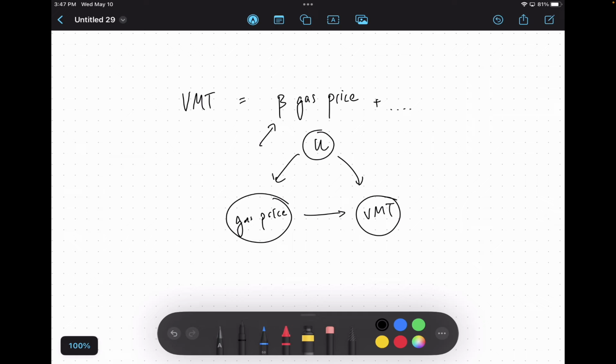So we were specifically looking at gas prices in Pennsylvania and VMT in Pennsylvania. So the instrument that we came up with was oil rig shutdowns from hurricane activity.